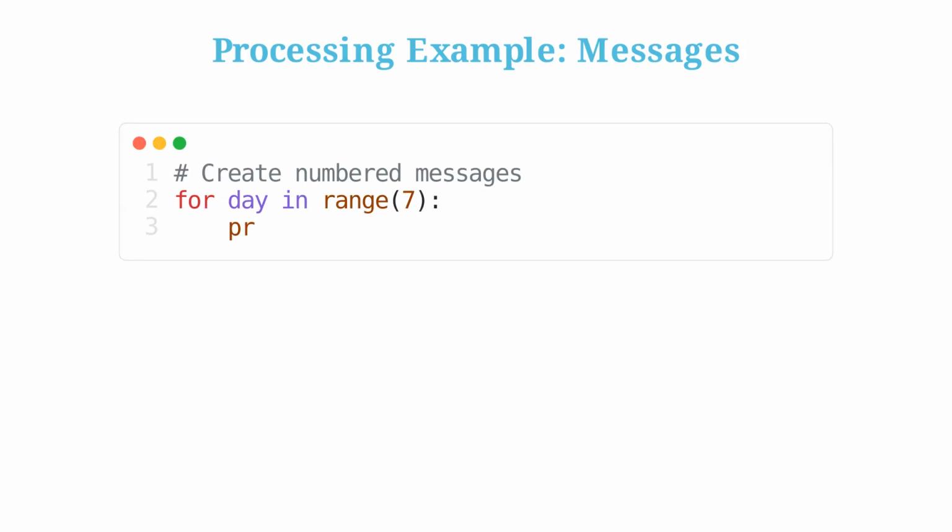Another processing example, numbered messages. We create the same type of message each time, but the day number changes. Notice how we add 1 to day to get 1 through 7 instead of 0 through 6.